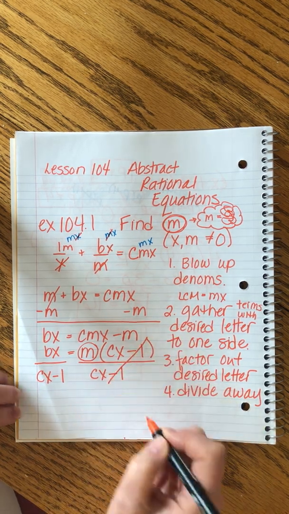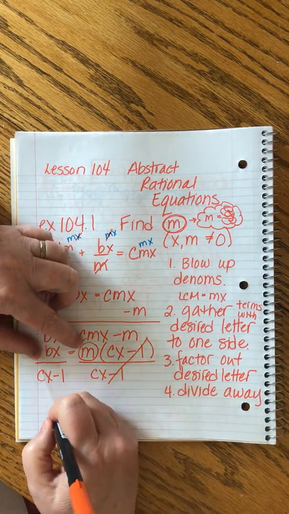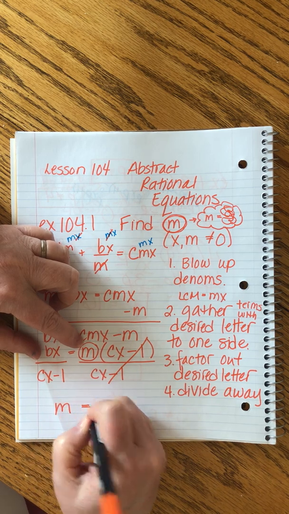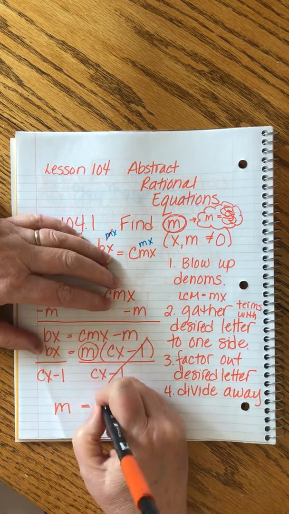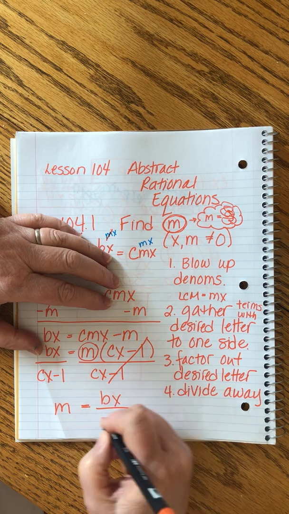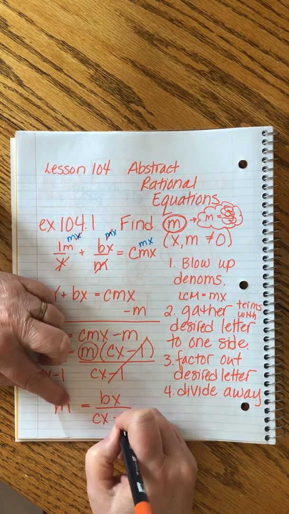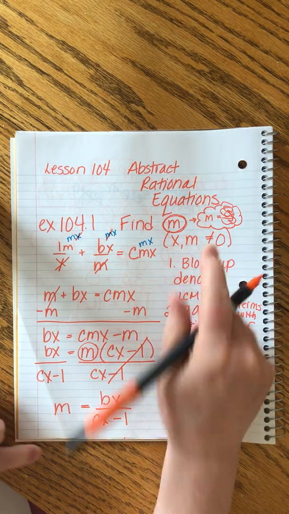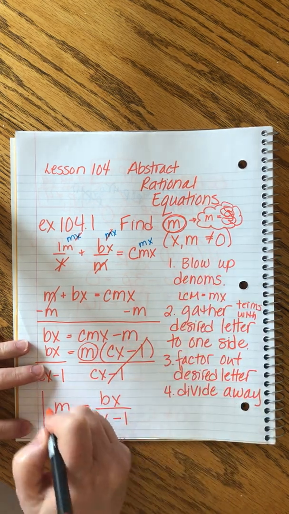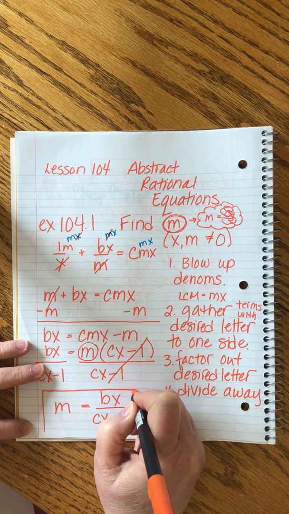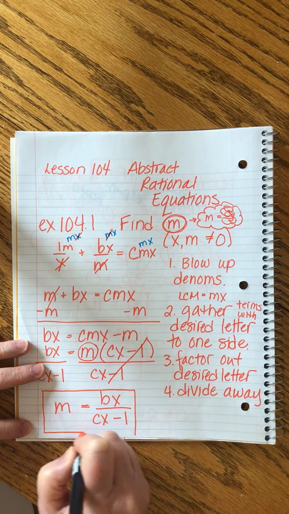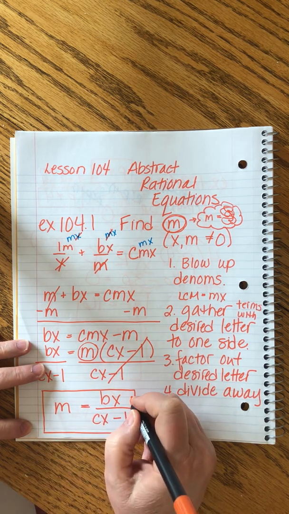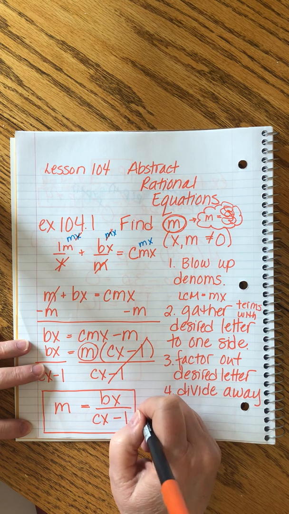Right? That's gone. And now look, there's M by himself. I'm going to write it the way I think is cuter. I'm going to write M equals BX over CX minus 1. This is what we were hoping to do: get M by itself and shove all the other stuff to the other side. And this is the right answer.